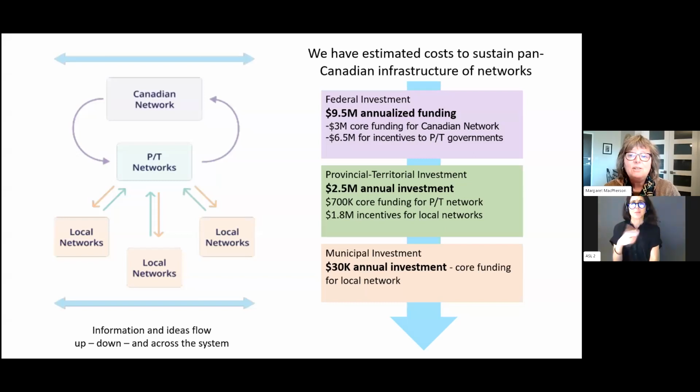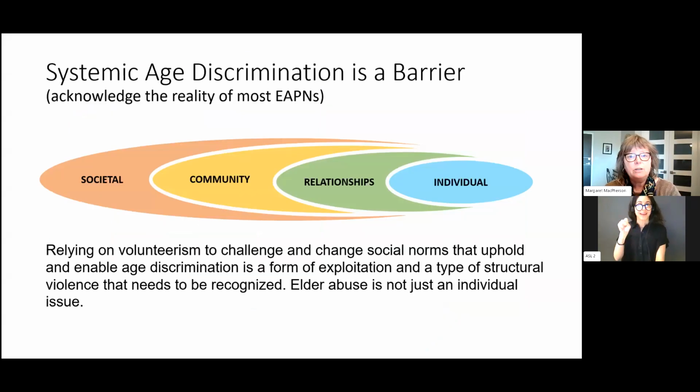These slides are about a dialogue with our government partners, engaging governments as partners in the work of prevention. I think we have to start by acknowledging the reality for most of the elder abuse prevention networks is that there are not a lot of resources. There are a few at the provincial territorial level that receive annualized funding, but this is really the beginning of the work for us.